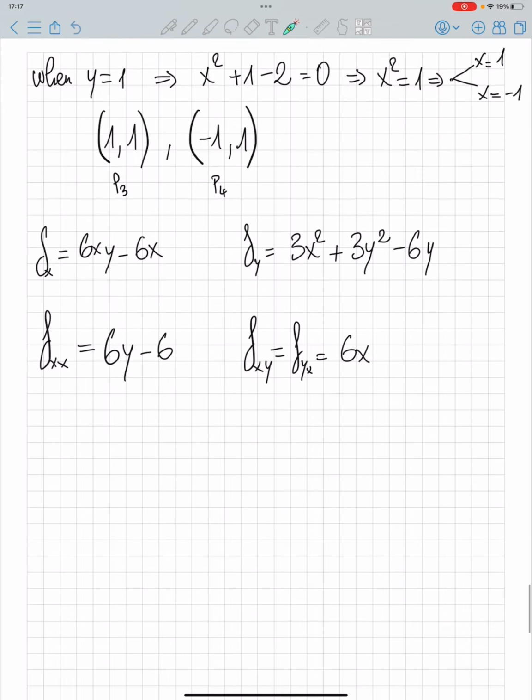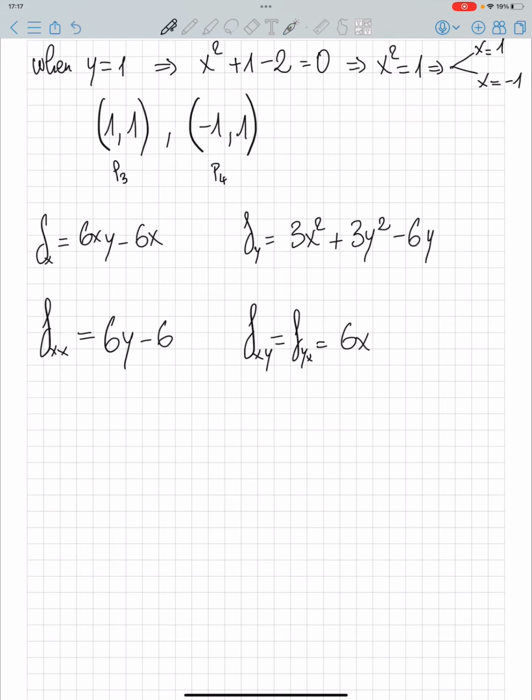Now we have fxx, fxy, fyx. We need to find fyy, right? fyy is the derivative of this with respect to y. So this is going to be 0, this is going to be 6y, and this is going to be minus 6. So we have 6y minus 6. So now we have all of them.